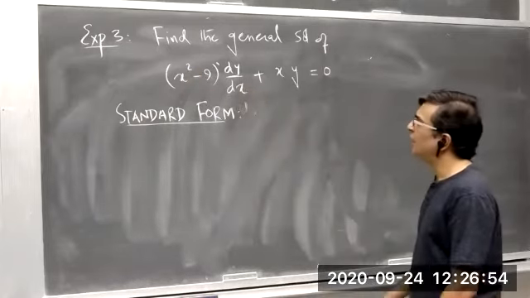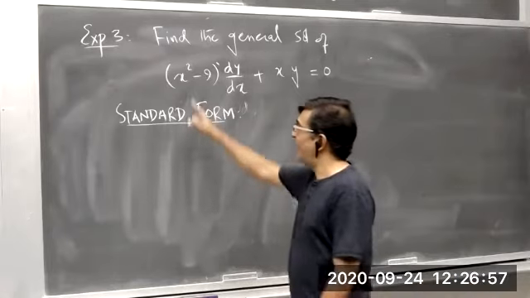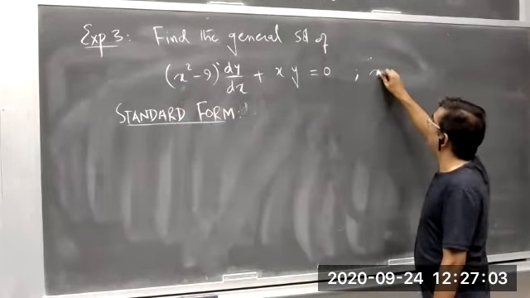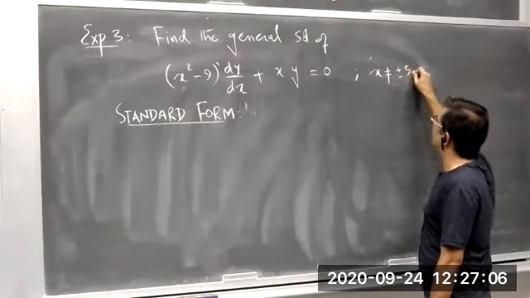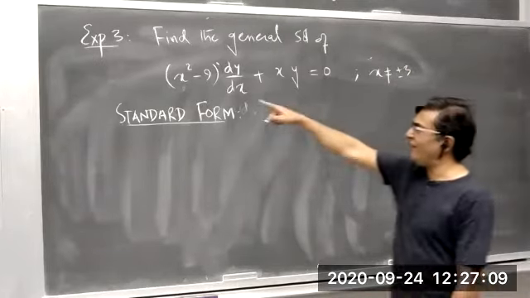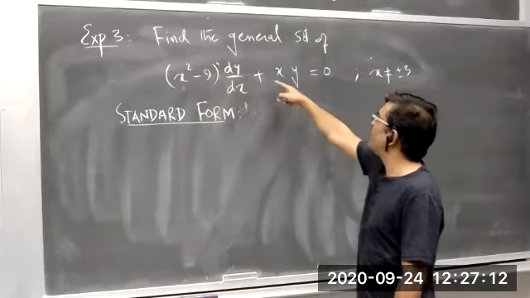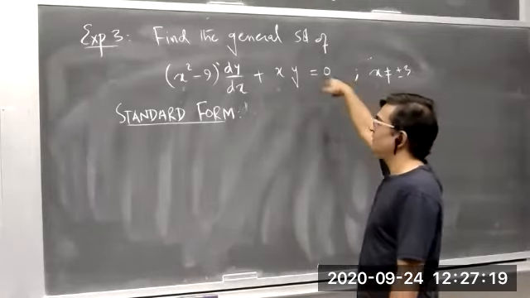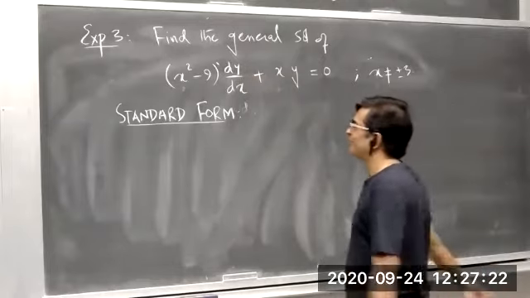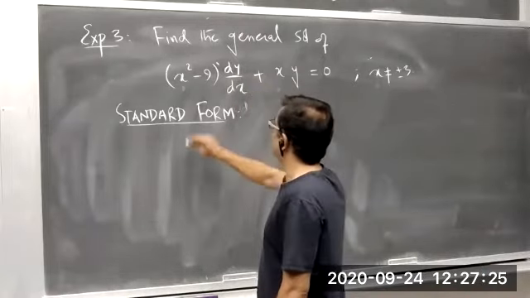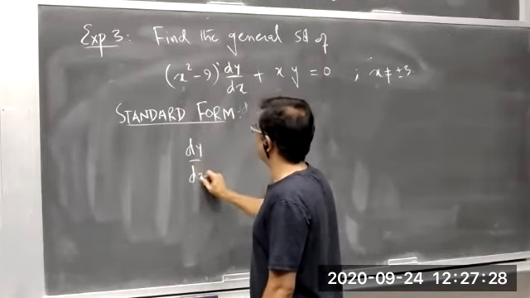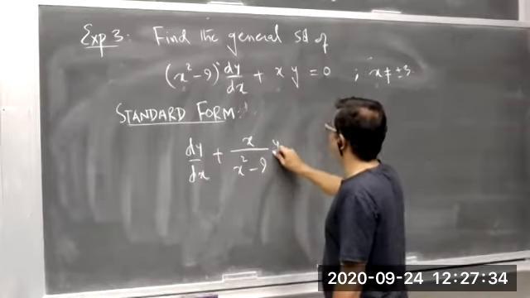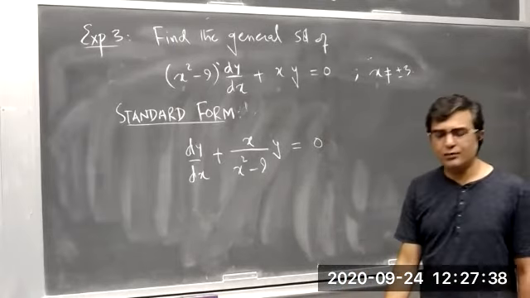But before dividing it, we have to write here that x cannot be 3 or minus 3. Here you can say that x is not equal to plus minus 3. Otherwise, you can divide with this factor because it will appear in the denominator. And if x is plus 3 or minus 3, you would have an undefined expression. So dy by dx plus x over x square minus 9 y equal to 0. The right hand side is 0 already.